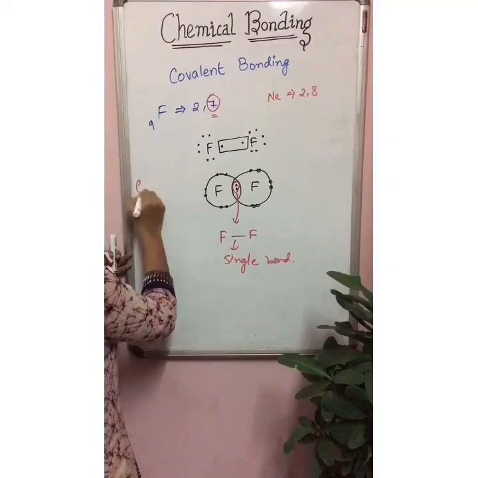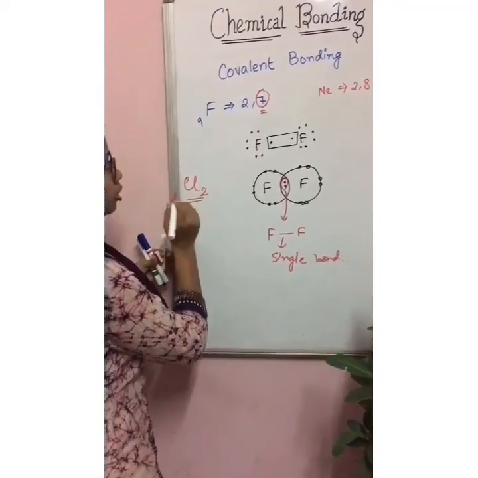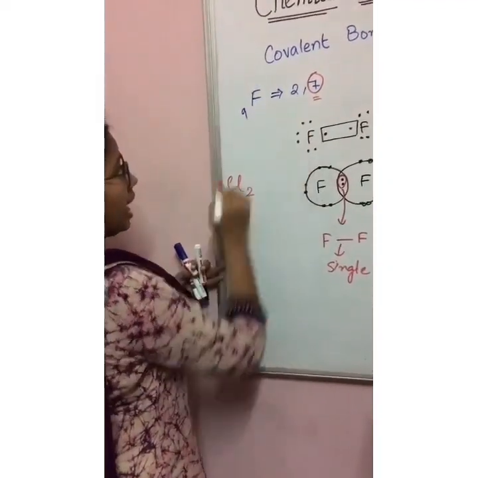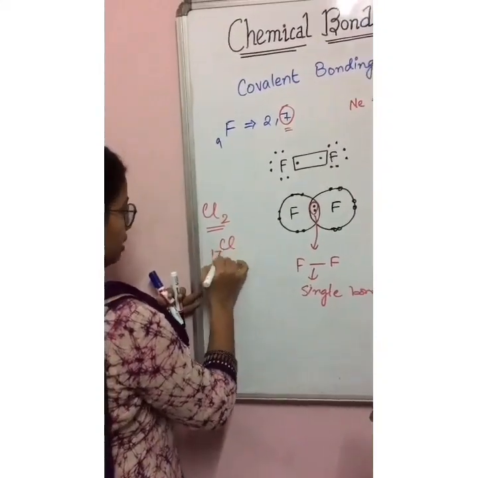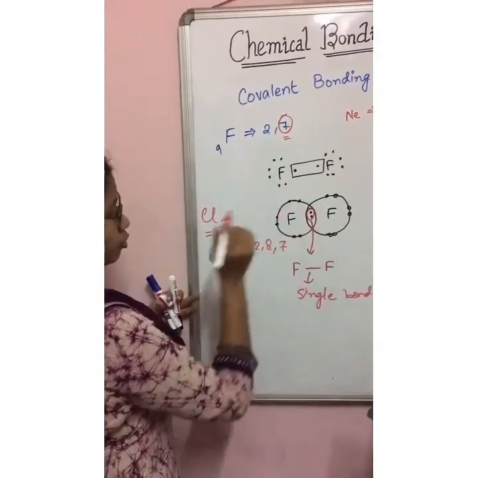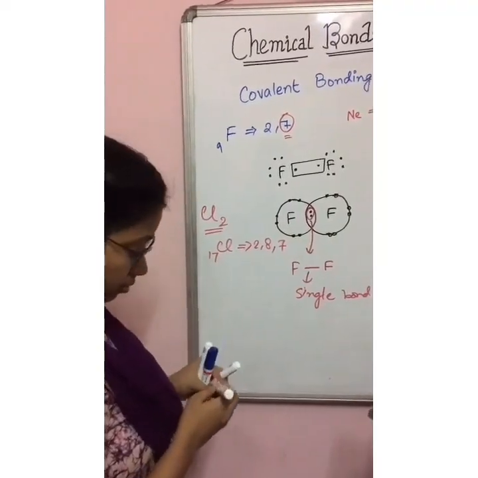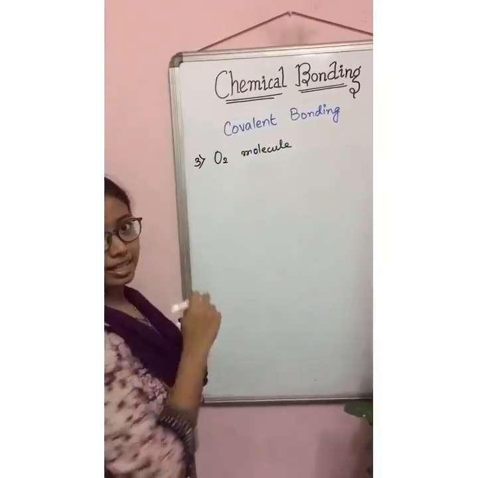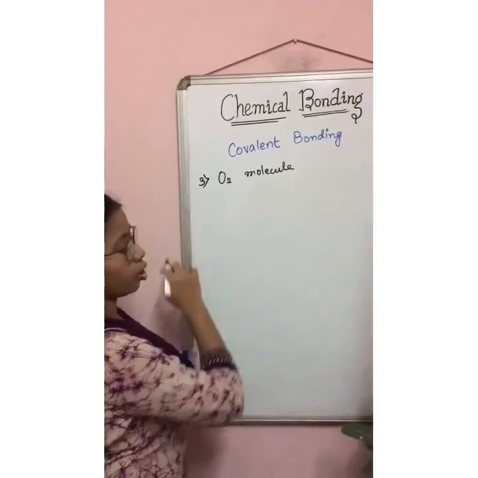Similar is the case of chlorine, the Cl2 molecule. The Cl2 molecule you will do on your own. The atomic number of Cl is 17, so 2, 8, 7. So in a similar way you have to draw. Okay. Understood? The third example which we see is the oxygen molecule.